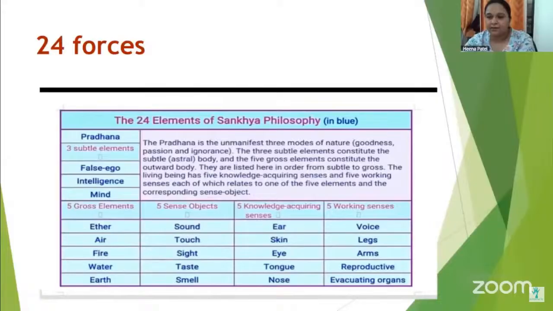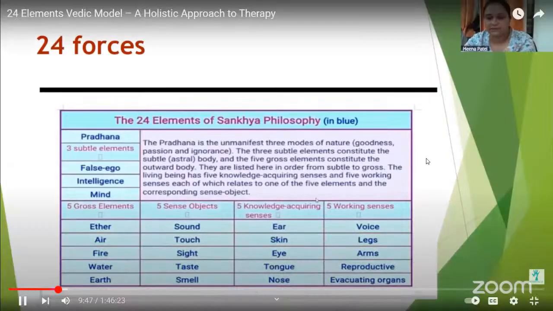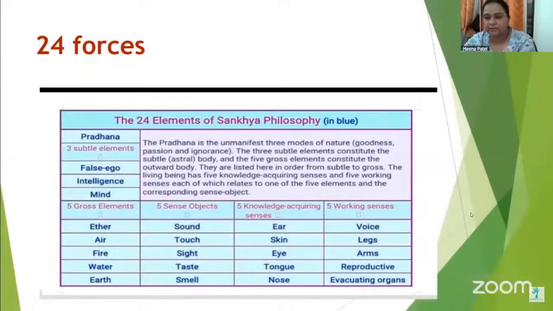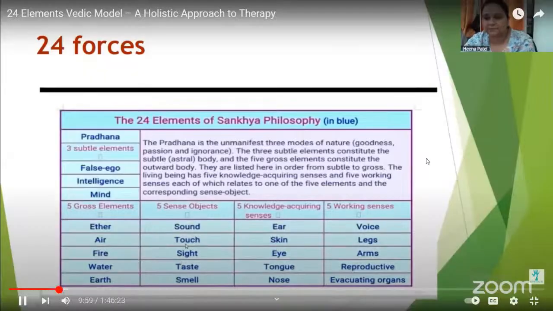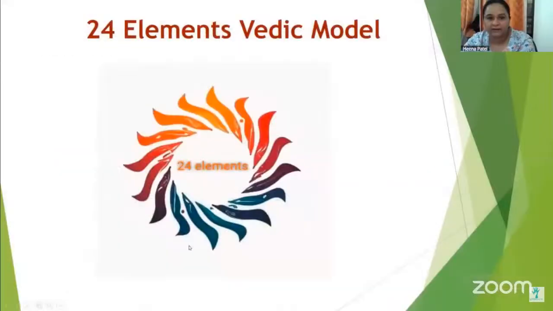Hello, can anyone reply to me? Is it easy to understand what I am saying, how the 24 elements Vedic model is working? Please keep it interactive. So, I can see, yes, it's easy to understand. Everyone is saying it's easy to understand. Okay, fine. Thank you.